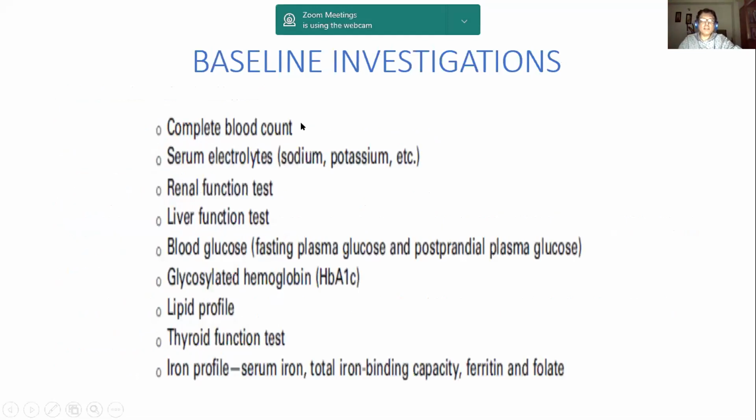Baseline investigation I have already mentioned. The iron profile is also very important in a cardiac patient. It has been recommended by the guidelines that the transferrin saturation should be kept more than 20. So we calculate the transferrin saturation with the help of serum iron and total iron binding capacity. And the ferritin level also should be within normal limits.